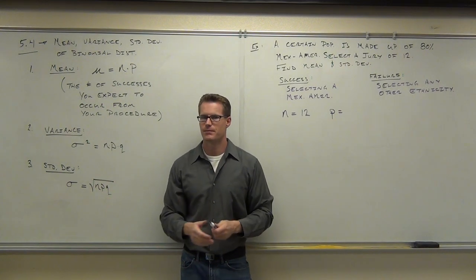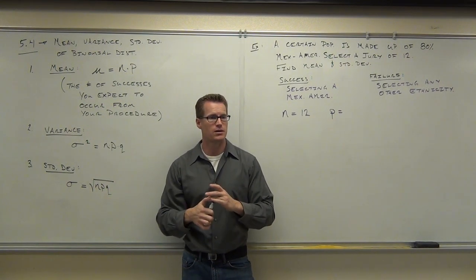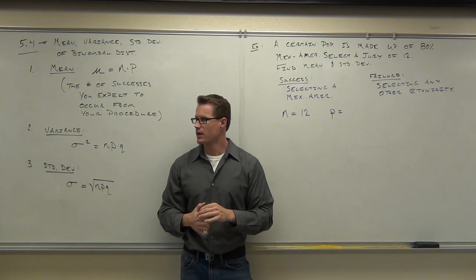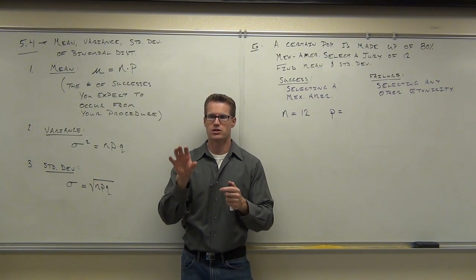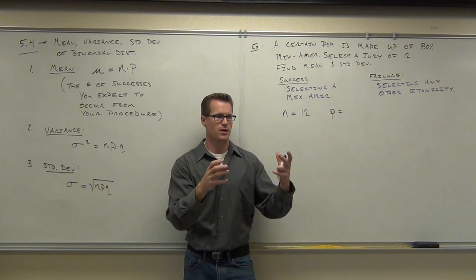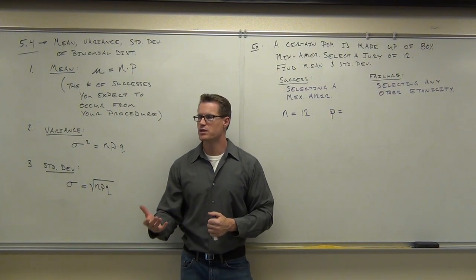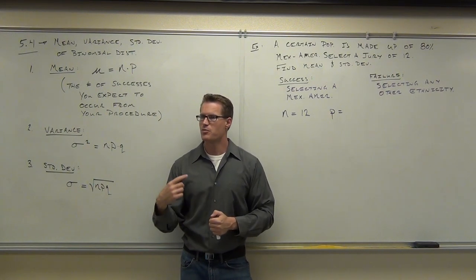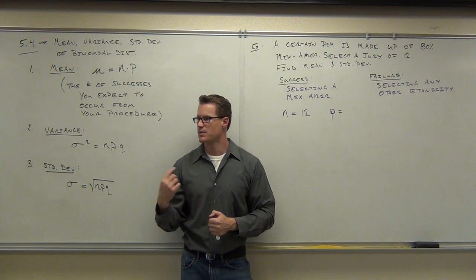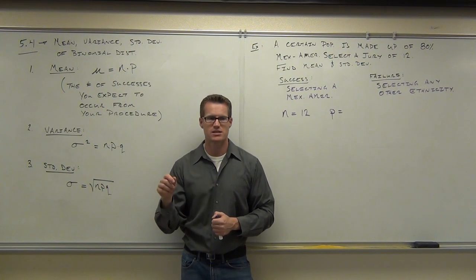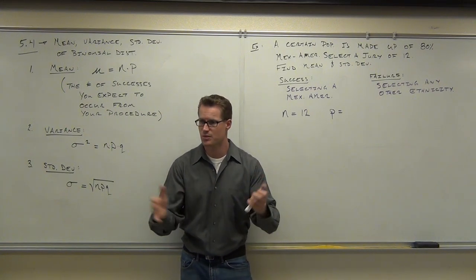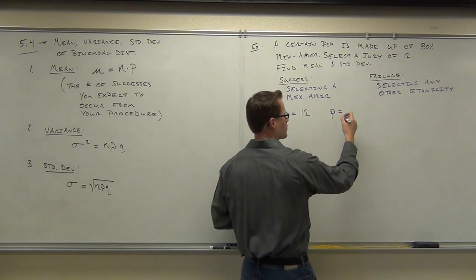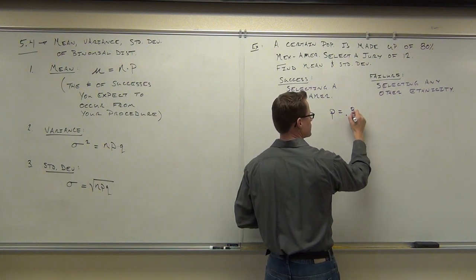What is that? 80%. Now, where do you find 80%? It's up there, right? It's not given to you explicitly. It's not said the probability of selecting a Mexican American randomly from a population is 80%. You kind of have to read the problem and understand that if you have a population that's 80% Mexican American, you're selecting somebody, then the chances of randomly getting somebody that's Mexican American is 80%. That's how your population is distributed. So here, our probability of success for us is 0.80.